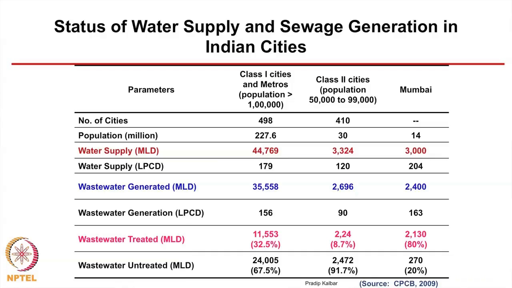If you see this particular slide where I have put a status of water supply and wastewater treatment in India, as you can see, there is a huge gap between wastewater supply infrastructure that has been created in India and how much wastewater treatment is required. So there is a tremendous gap between generated wastewater, or here in this particular session we talk about sewage, which is domestic wastewater. So there is a gap between sewage generated and sewage treated.